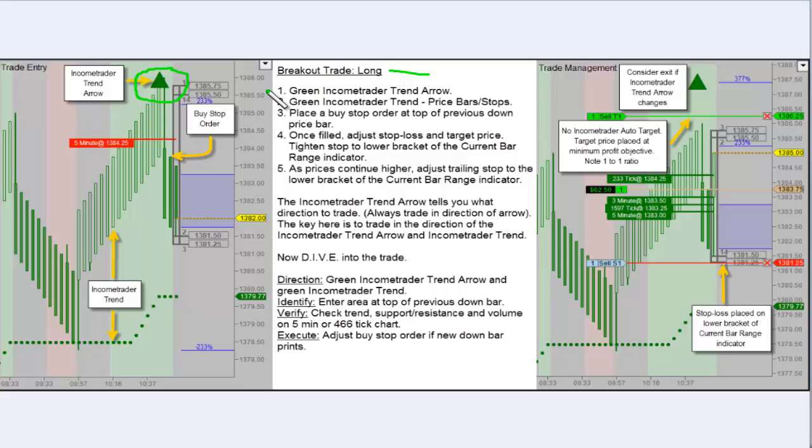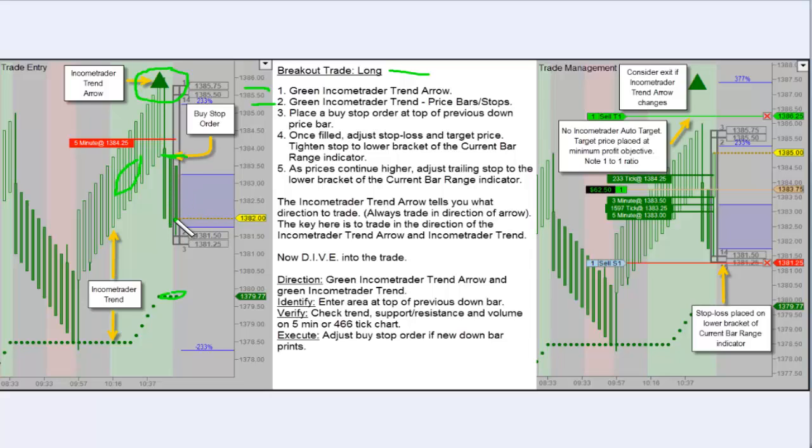Now there's a little bit more to it than that, but let's take a look at our breakout trade to the upside. First thing we need is a green IncomeTrader trend arrow, which we have. The second thing we need is a green IncomeTrader trend, based on the price bars. In this case it's easier to look at the price bars closest to the arrow. And once we have that, we're simply going to place a buy stop order on top of the price bar that is closed.